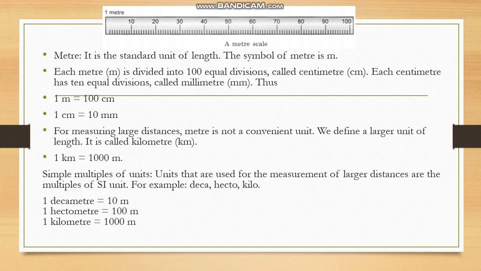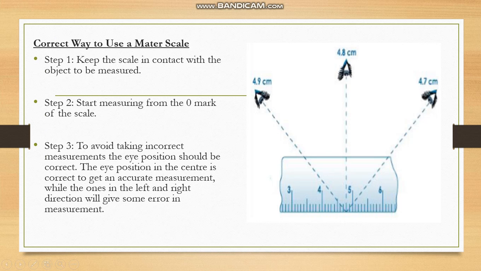For measuring long distances, meter is not convenient. So we define a larger unit of length called kilometer. 1 kilometer is equal to 1000 meters. Similarly, there are units used for the measurement of larger distances, which are multiples of the SI unit. For example, 1 decameter is equal to 10 meters, 1 hectometer is equal to 100 meters, and 1 kilometer is equal to 1000 meters.